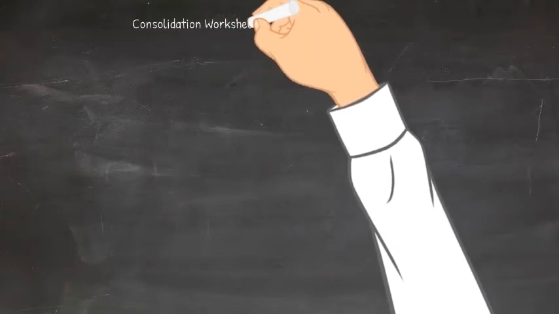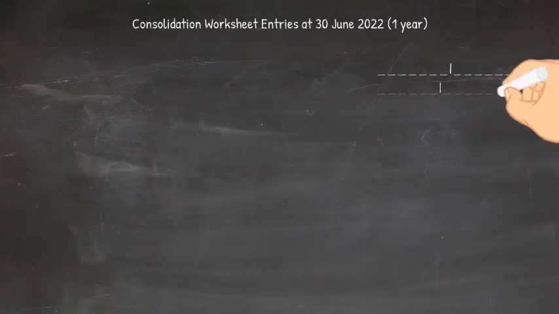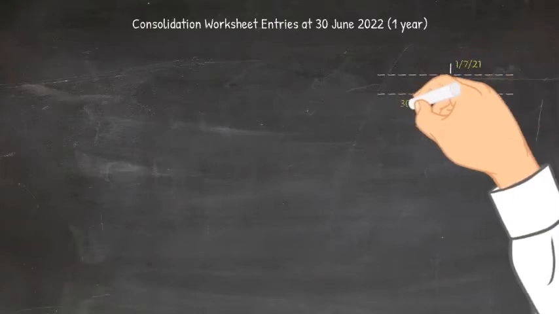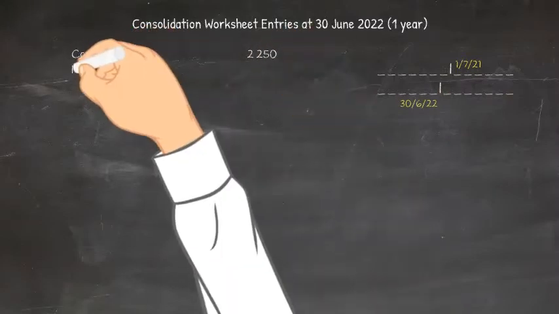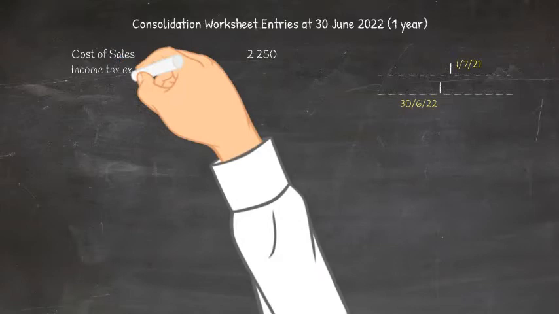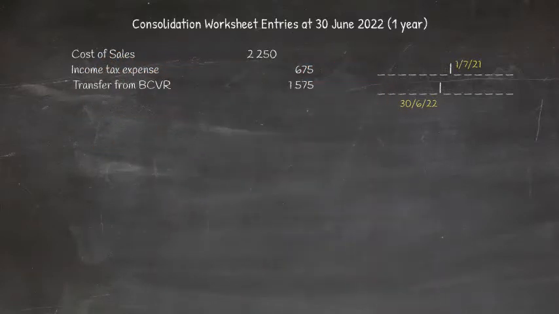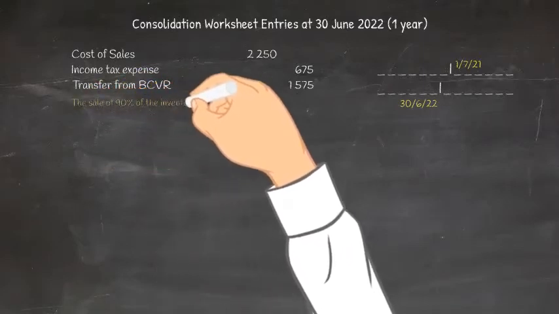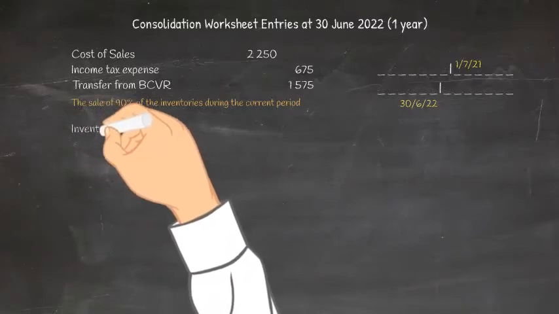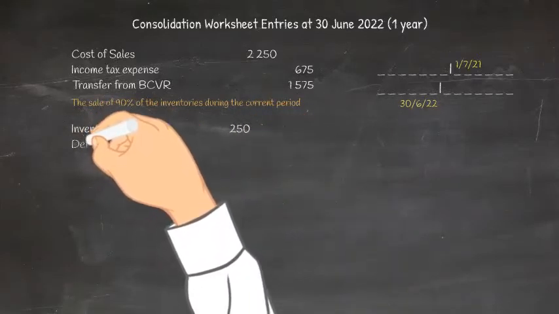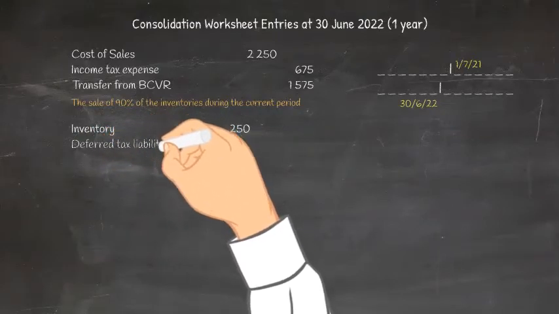Next, we'll look at the BCVR entry for 2022, which is 1 year after acquisition. During 2022, 90% of inventory was sold. Therefore, we need an entry and adjustment to account for the sale of inventory. To do so, we debit cost of sale, credit the income tax expense, and we must credit transfer from BCVR. Then we need to account for 10% of inventory still on hand at 2022.